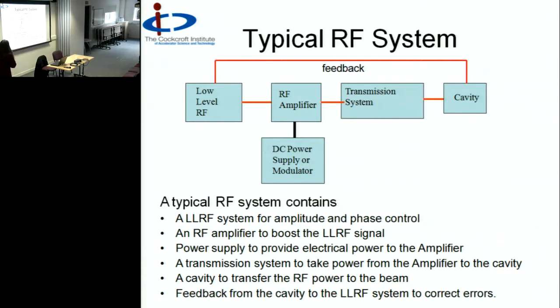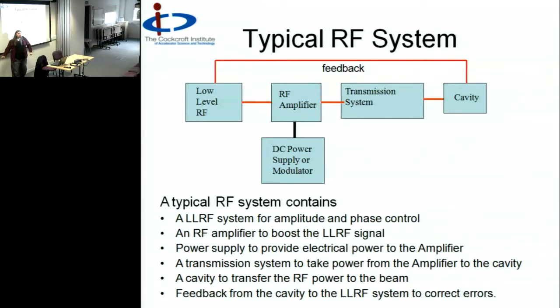So, this is your typical RF system complete now, because before we just had the amplifier, the transmission system, and the cavity, but it's a bit more complex than that, because the RF amplifier needs to be fed by a low-level RF system. Your amplifier amplifies something. You need to put something into your amplifier to be amplified. So you generate a low-power RF signal from your low-level RF boards. It has the right phase and amplitude for the beam. It then goes to the amplifier and is amplified.